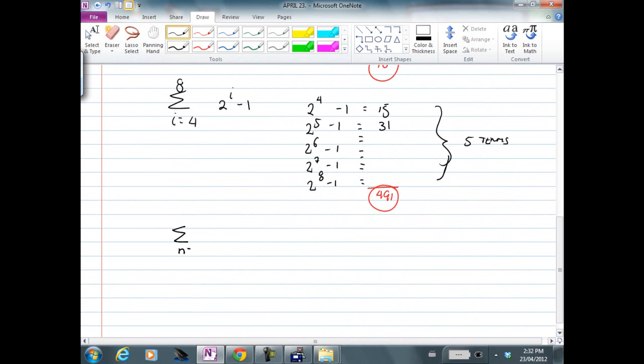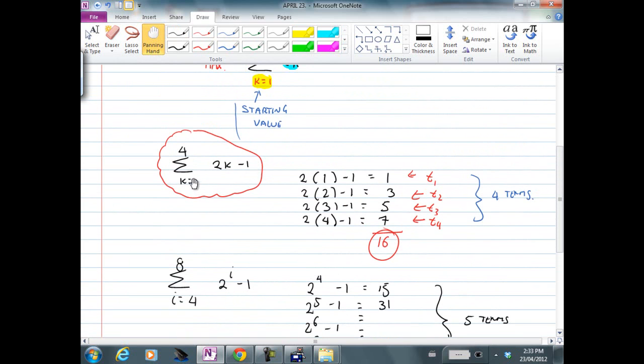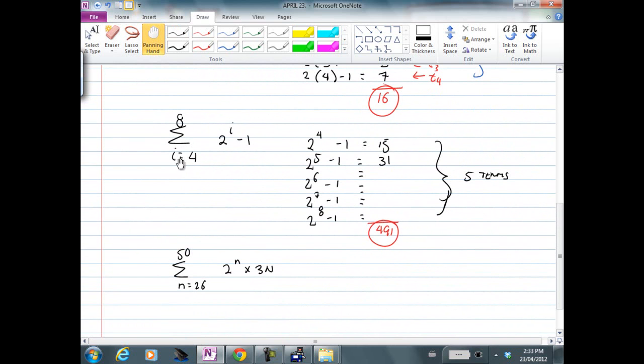Sigma n equals 26 to 50 of 2n times 3n. How many terms are there? I don't know yet. Look at the pattern. Let's see how many people can figure out the pattern. When I have k equals 1, the highest number is 4. There are 4 terms. When I have I equals 4, the top number is 8. There are 5 terms. What if I have 26 and 50?